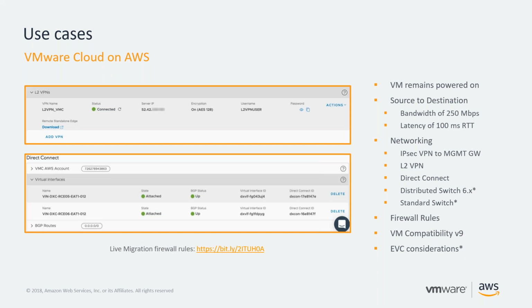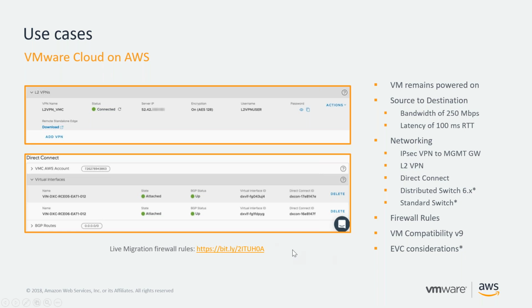So as far as use cases with VMware Cloud on AWS, we'll go through, for example, the live migration firewall rules that you need to set up. So let's say, for example, your VM remains powered on, your source to destination. You do have to have the bandwidth requirement of 250 megabits per second. Latency also, 100 milliseconds round trip. Networking, IPsec VPN to management gateway. You can leverage that layer 2 VPN, even a Direct Connect, a distributed switch, 6.0 and higher. And then also standard switches, if you do have those, you do have the option to leverage that. And then with firewall rules, you do have to take that into account as well.